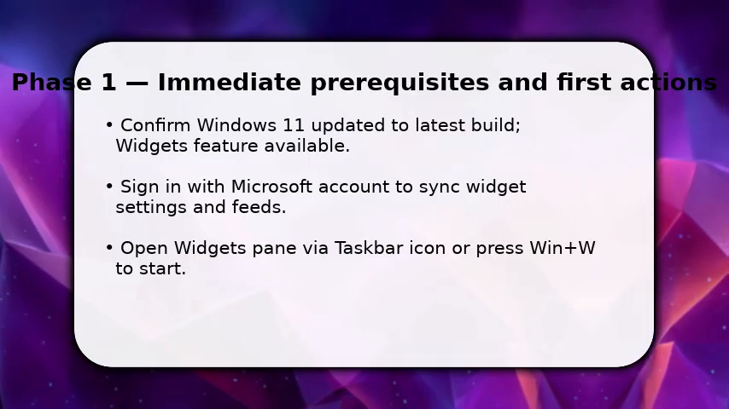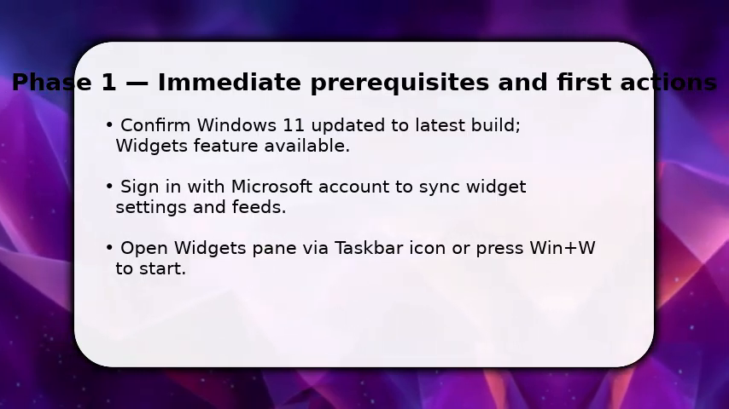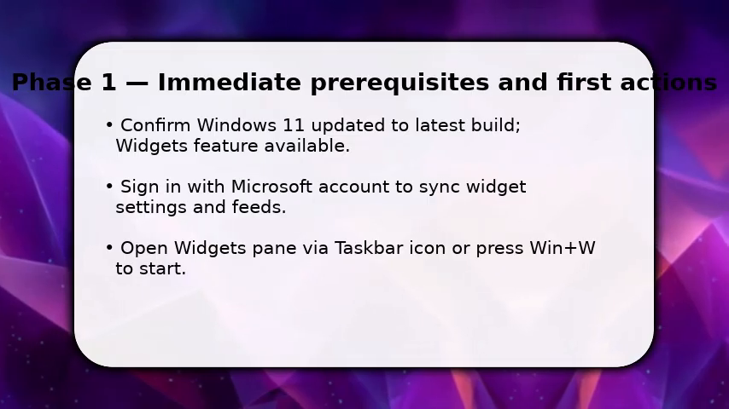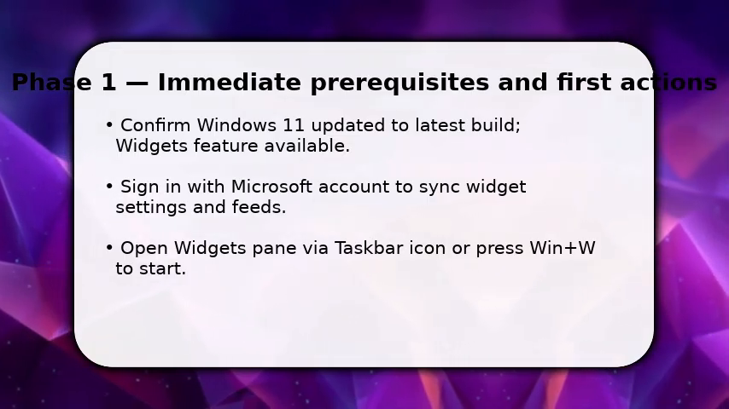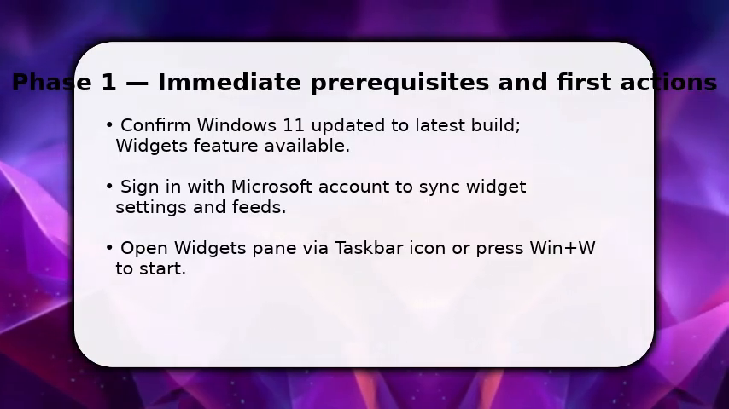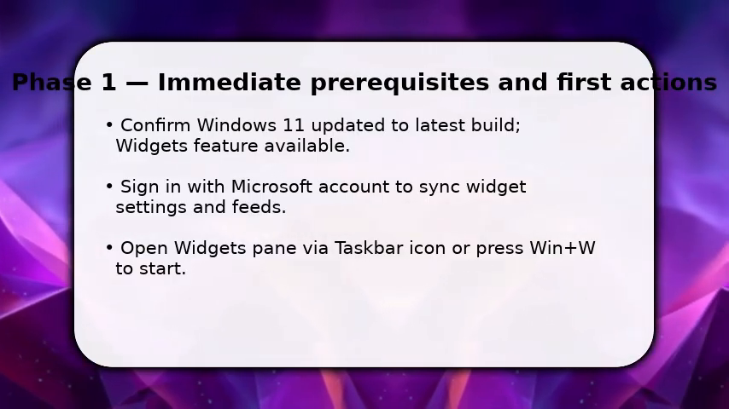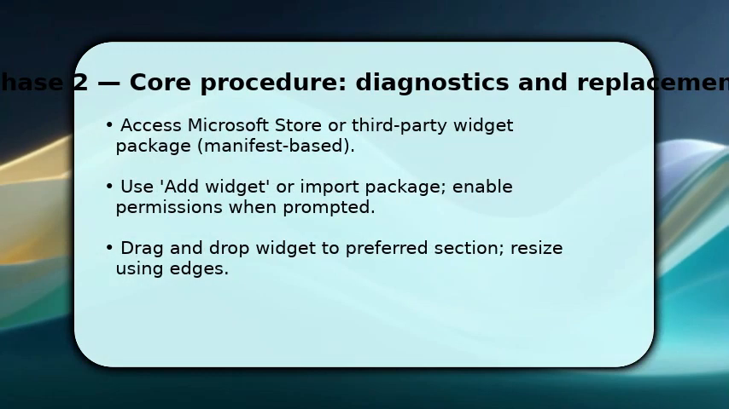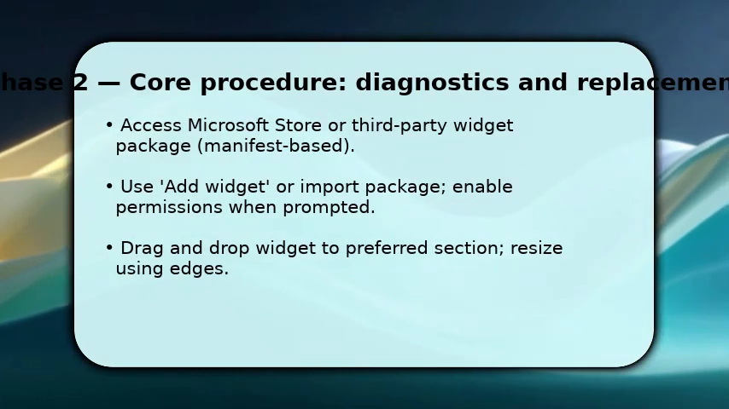Next, open the Widgets pane using the taskbar icon or press Win+W. Once done, you'll see the default feed. Make sure to click the Profile menu and enable developer options if you plan to add third-party or custom widget packages.